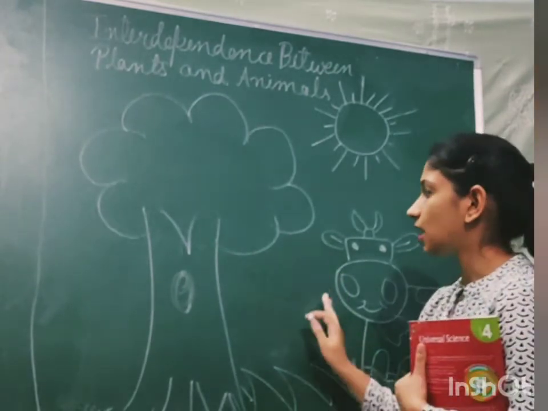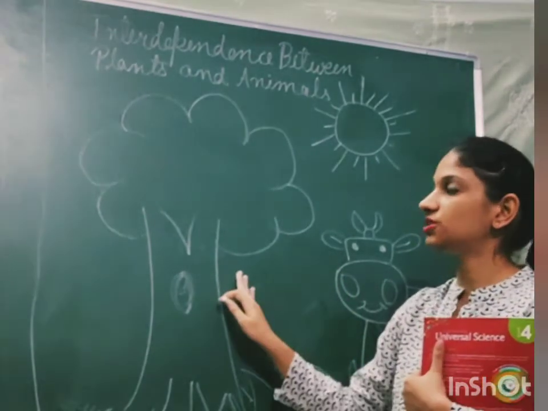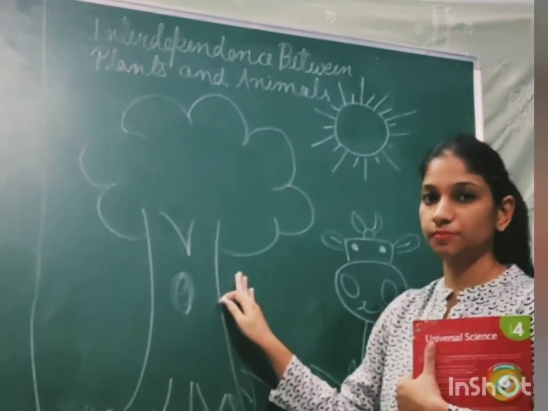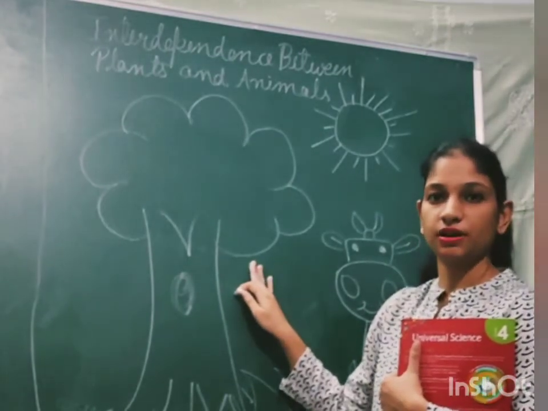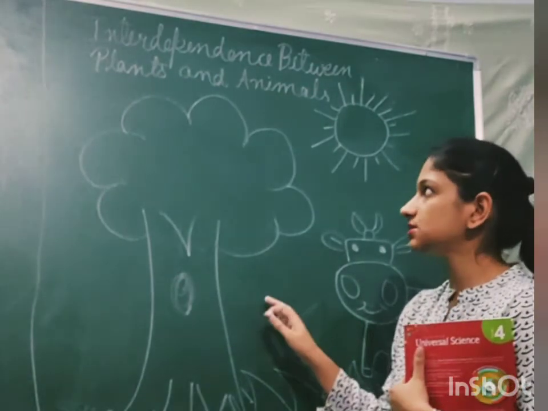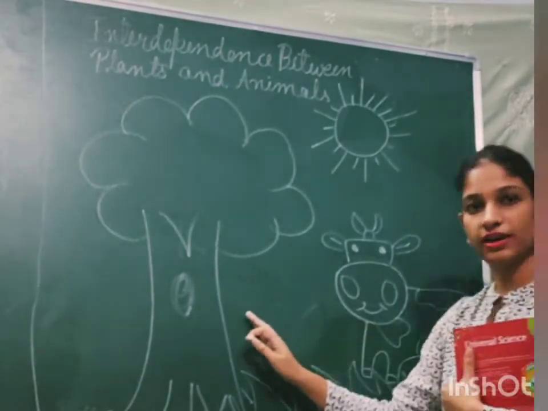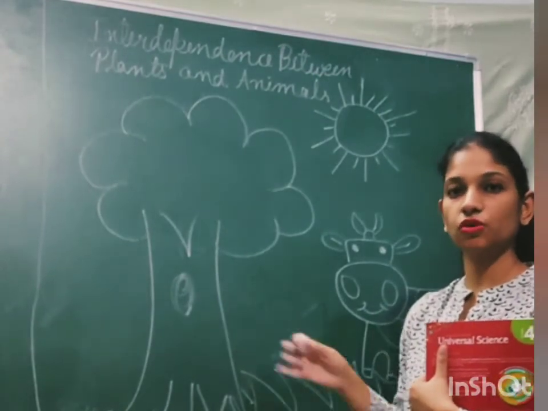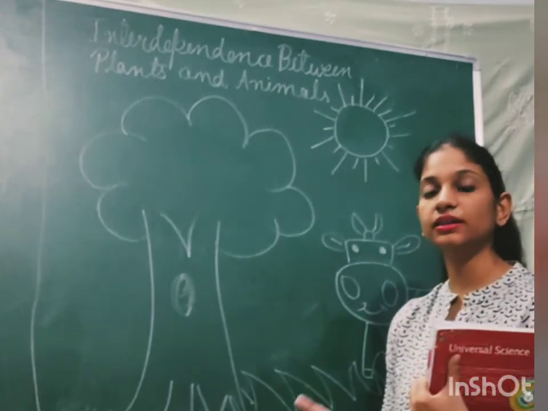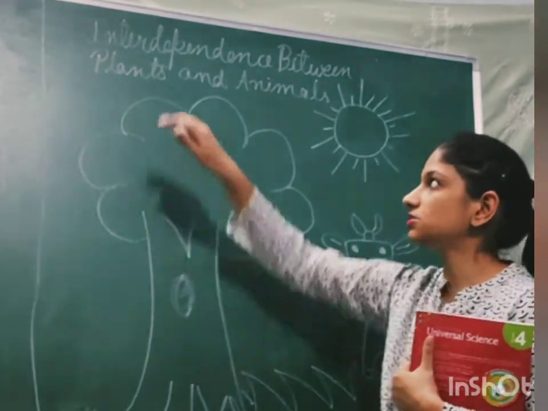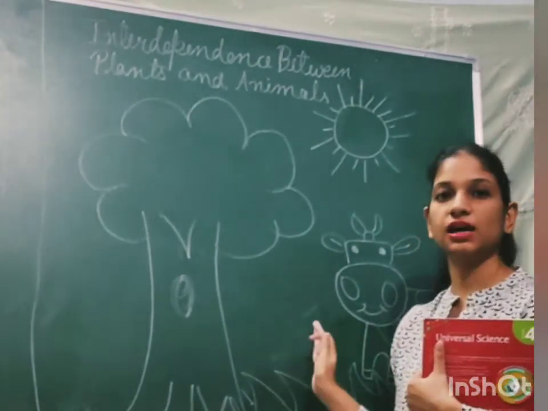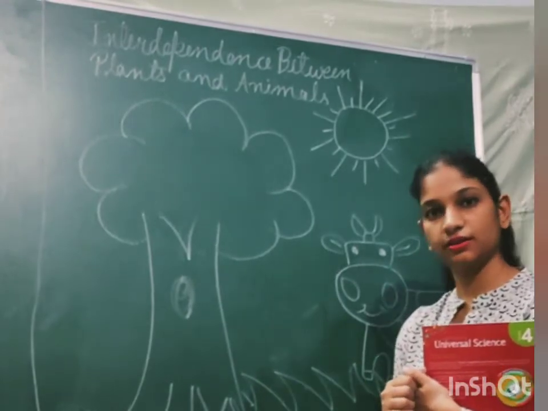Similarly, the cow is giving out carbon dioxide, which this tree is using for photosynthesis, right? The plant is using this carbon dioxide taken out by the cow for photosynthesis. So when two or more living organisms are dependent on each other for various reasons and they derive benefit from each other, that is called interdependence. Now today we will see how the animals and plants are dependent on each other.